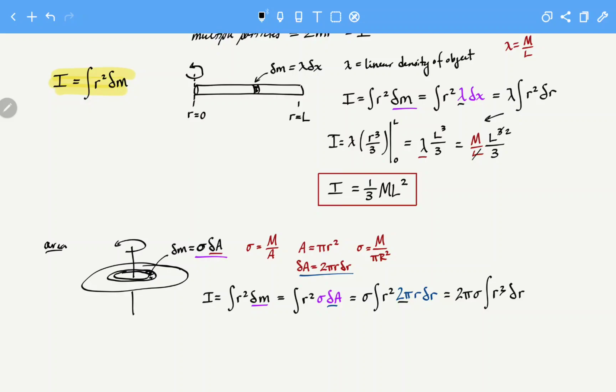All right, so now I've got this. When I integrate that, I'm going to come way back down over here. So I is equal to 2 pi times sigma.